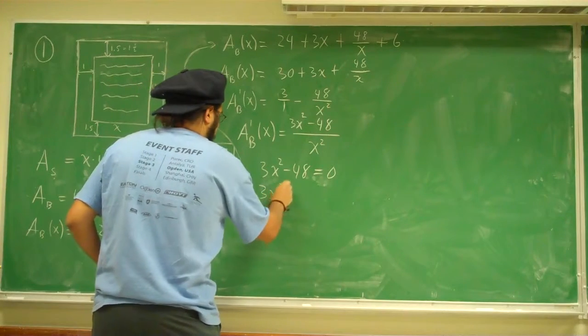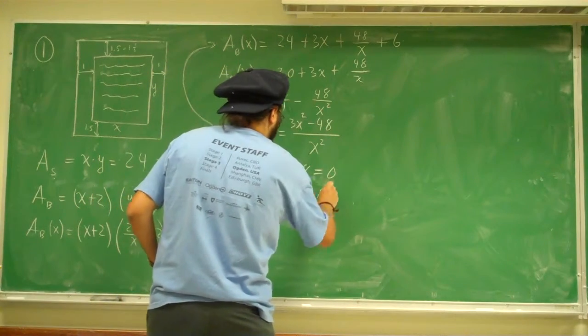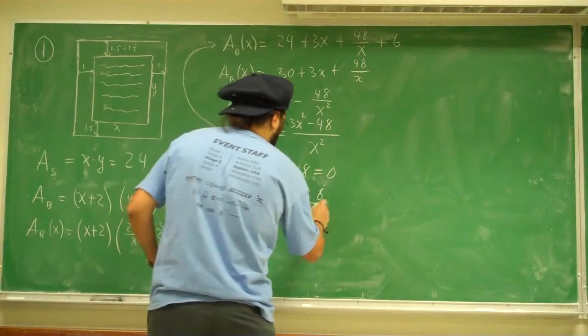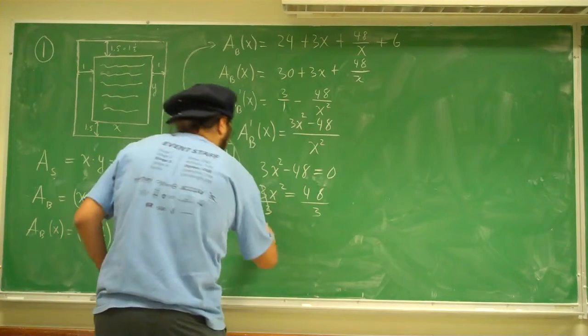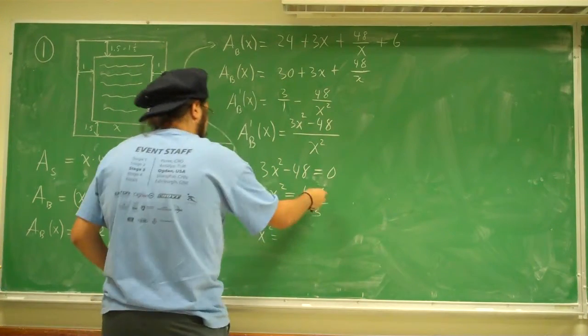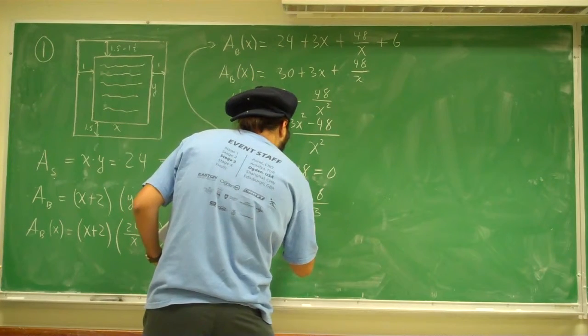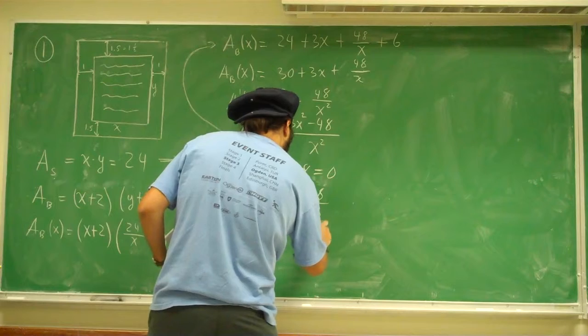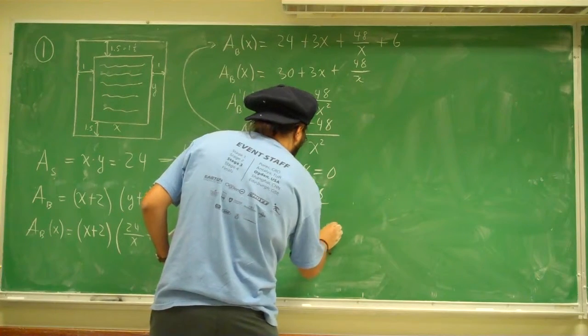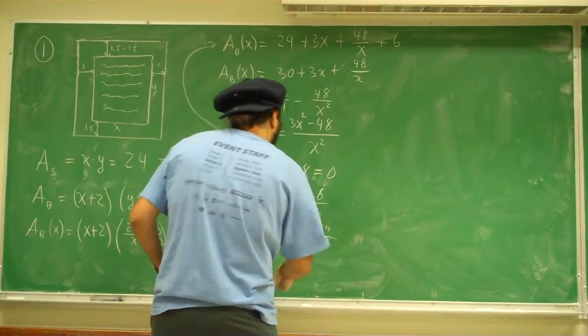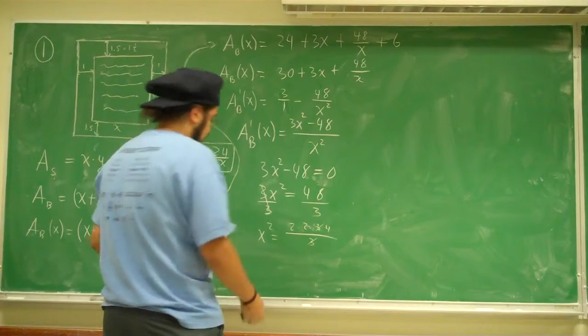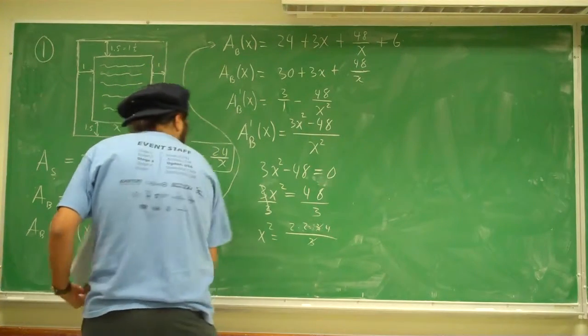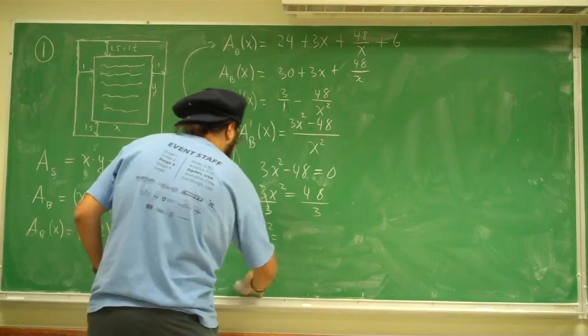That means that 3x squared is equal to 48. And then divide both sides by 3. So we have x squared is equal to, well, it's 48. That's 2 times 24, and 24 is 2 times 12. And that's 3 times 4. So we're left with 4 times 2, 8, and then that's 16. So this whole thing is 16 here.